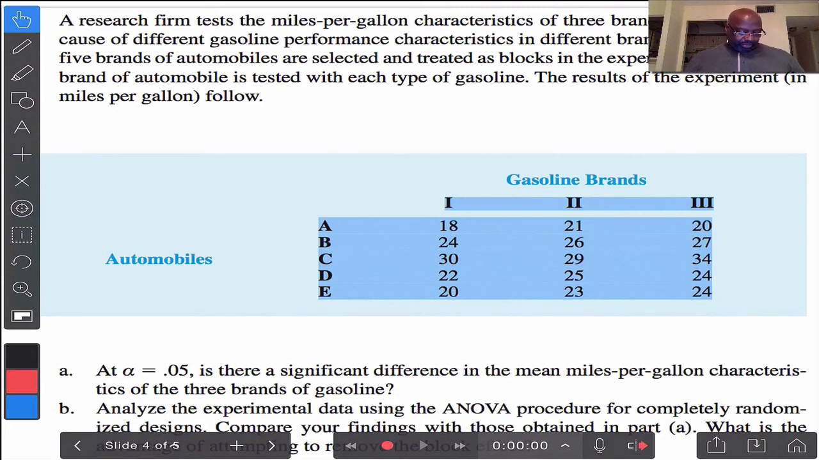So at alpha equal to 5%, is there a significant difference in the mean miles per gallon characteristics of the 3 brands of gasoline? And so let's set up this problem, all right?